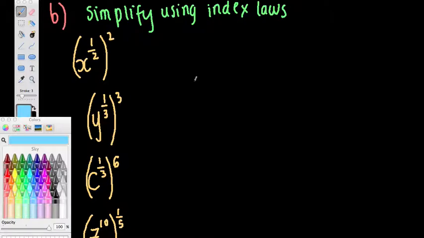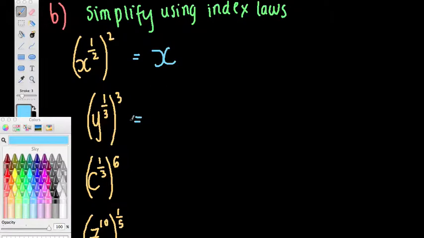Just a few more examples, just some simplifying using these fractional indices. Now, don't forget your index laws, okay? They're going to keep coming up. What have we got here? x to the power of a half, and that there is being raised to a power of 2. So what do we do? We multiply the indices. So this is x to the power of a half times 2, which of course is x to the power of 1, but I'm not going to write that one there.